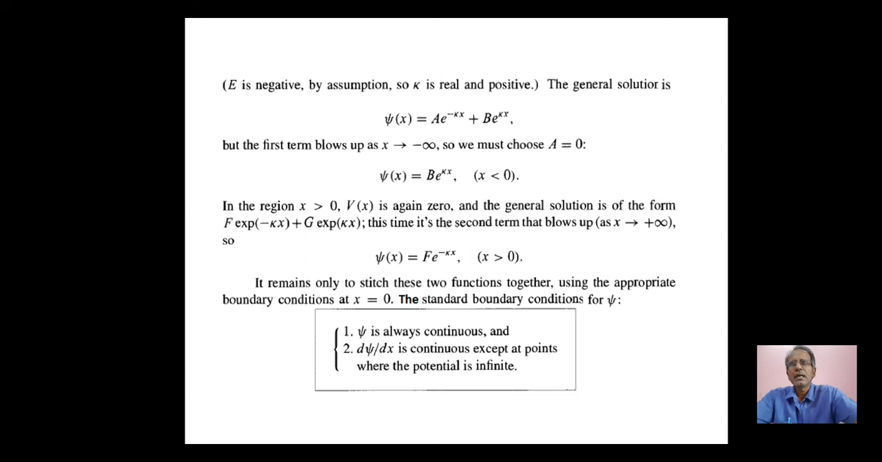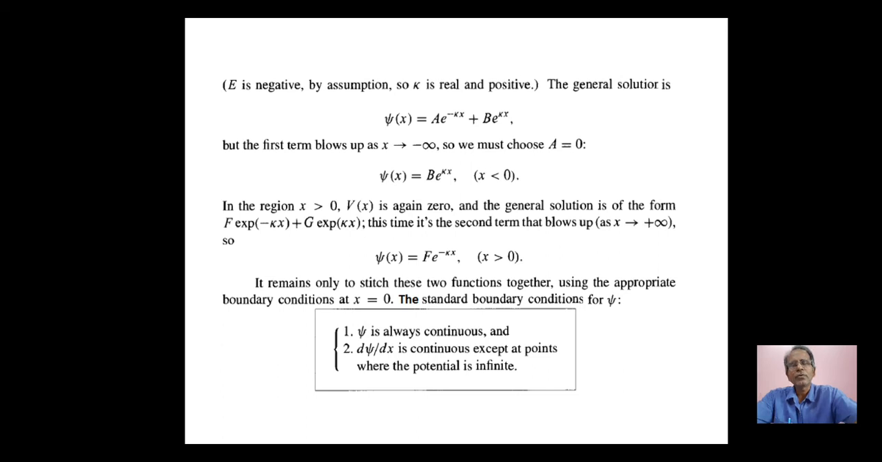In the region x greater than 0, the general solution of the Schrödinger equation is ψ = F exp(−kx) + G exp(+kx). As x tends to plus infinity, the second term blows up, that is G becomes equal to 0, and therefore ψ = F exp(−kx) for x greater than 0.